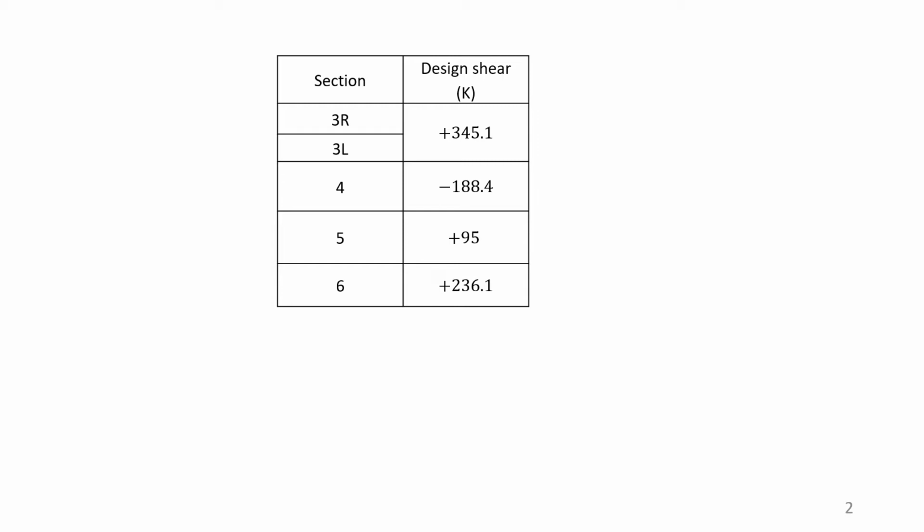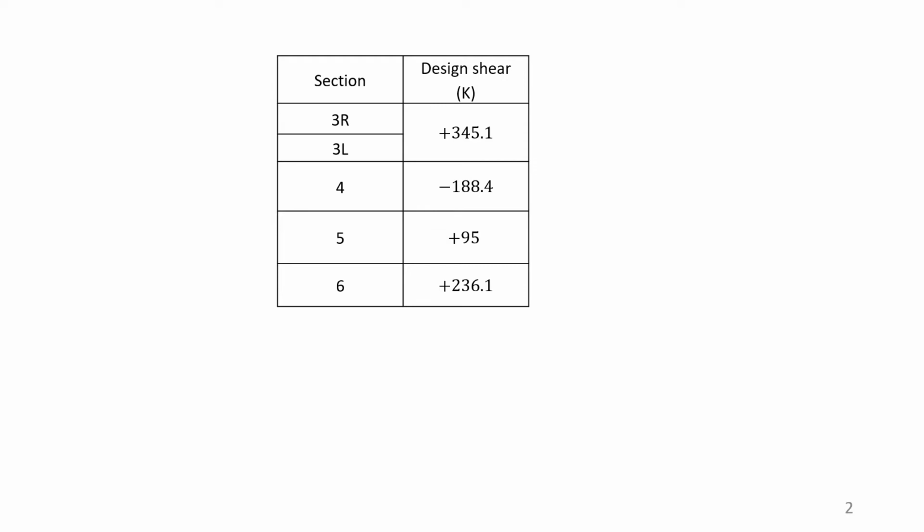So leaving that part, keeping that away, there are 5 points, and actually it is 4 points. In shear design, this 3 left and 3 right doesn't mean anything, and that's why there is a single shear we have taken as the value 345.1, and at 4 it is 188.4, and 5 it is 95, and at 6 it is 236.1.